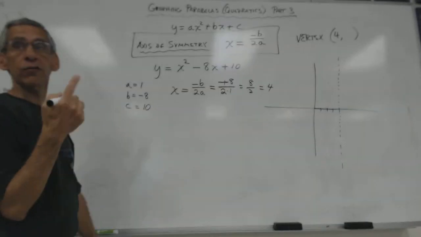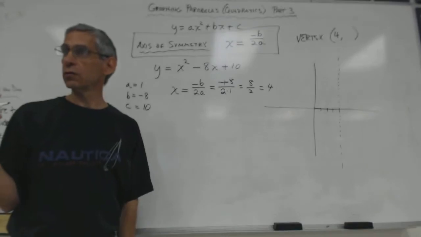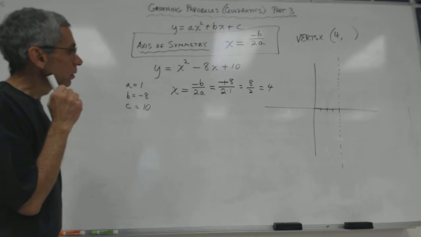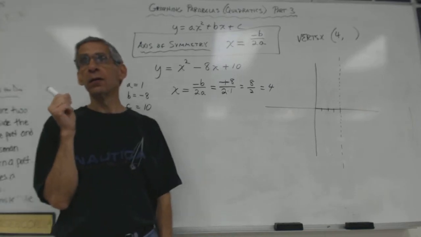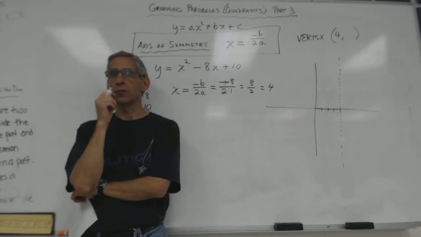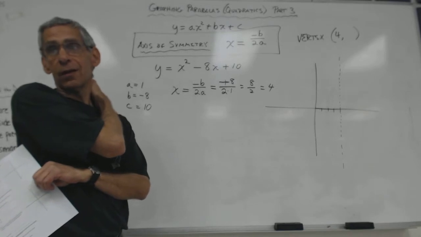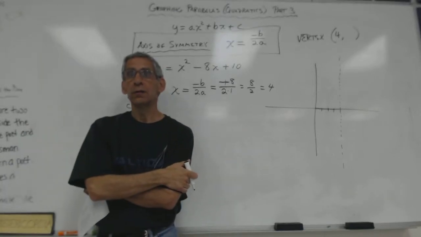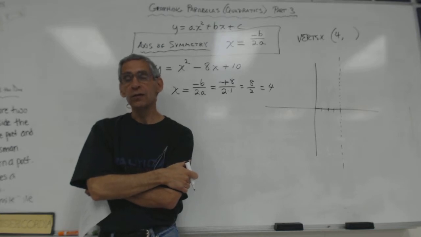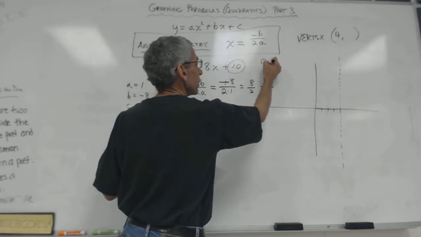So how do you find the y of the vertex? Oh, the C. C, that's 10. Okay, well wait a minute. What is C again? It's the y-intercept. What is the x of a y-intercept? You can't have a y-intercept unless x equals 0. So the point for the y-intercept, this point, is 0 comma 10.